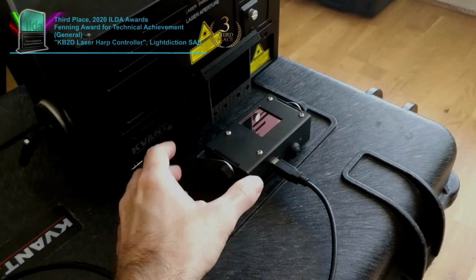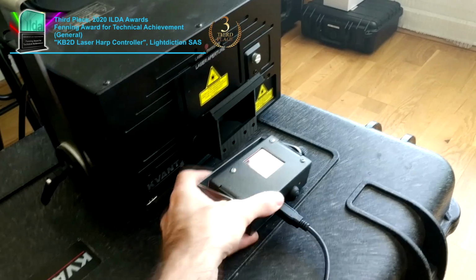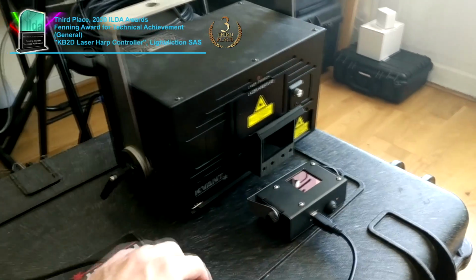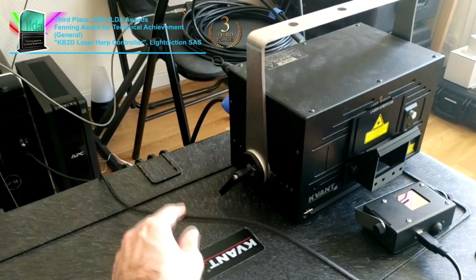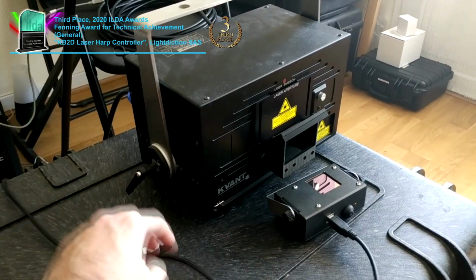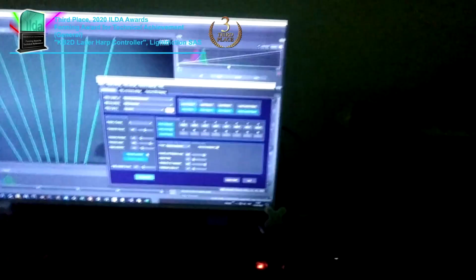So this is the KB2D, the detection module. We just have to place it just in front of the laser projector, like this. And it's connected in USB to the computer. And there is no communication between the KB2D and the laser projector. So I will make a short demonstration about how to set the system.